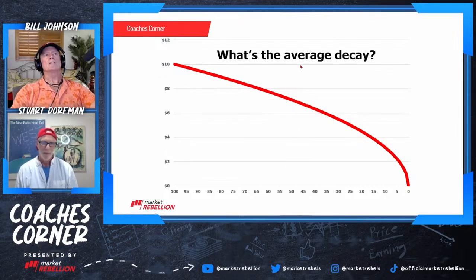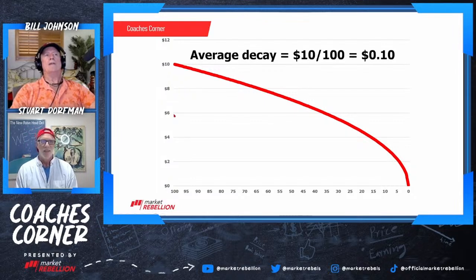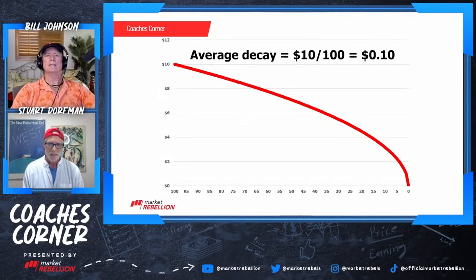But now the question is, what's the average decay? Oh, that's kind of easy. We got $10 divided by 100 days. There you go. So the average decay would be 10 cents per day.